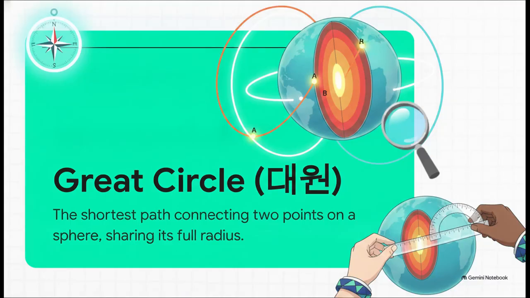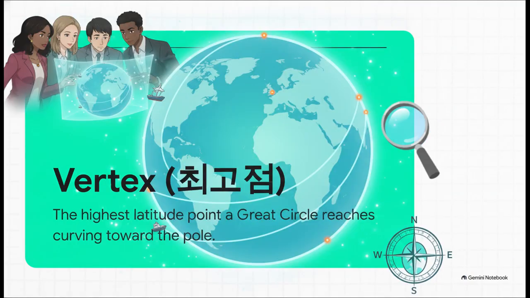To put a formal name to it, this path is called a great circle. A great circle is defined as the shortest path connecting any 2 points on the surface of a sphere. Unlike those lines of latitude we just talked about, a great circle always shares the sphere's full maximum radius, and that makes its circumference equal to the entire circumference of the Earth. Think of it like this. If you were to slice the Earth exactly in half right through its center, the edge of that slice, that's a great circle.